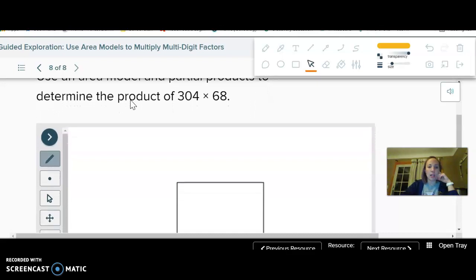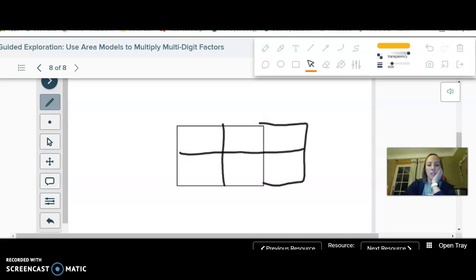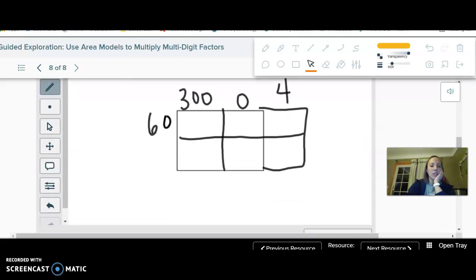So 304 times 68. So, I'm actually going to stay in here because I'm actually going to split that up, and I'm going to add on another thing. So 300, 0, and 4, and then 68. So I wrote them each in expanded form. Now I'm going to have 300 times 60 here, which is 18,000. I can go in any order I want. So I'm going to do 0 times 60, which is 0. 4 times 60, which is 240. So using some of those patterns we looked at in the other one.